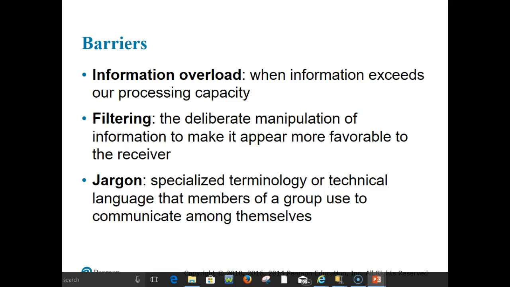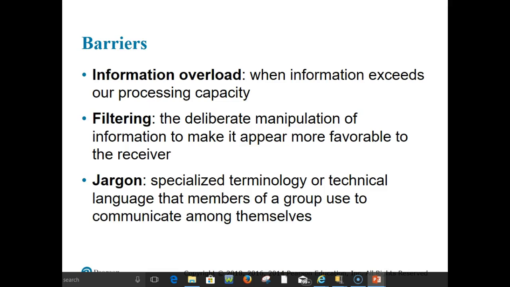And yet filtering is the deliberate manipulation of information to make it appear more favorable to the receiver. For example, when a person tells his or her manager what the manager wants to hear, information is being filtered. Or if information is being communicated up through organizational levels, it's condensed by senders, and that's filtering.